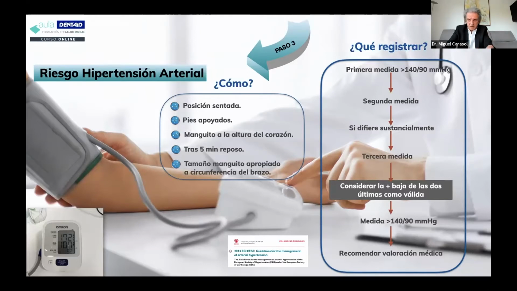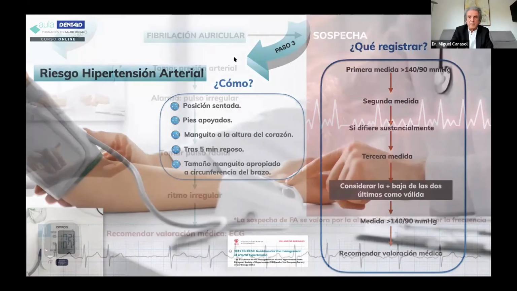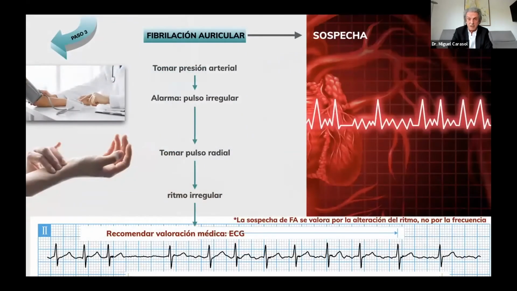It's better to adapt to this type of device. And this way we take some measurements. We will see it. Here you can see it. Afterwards, you can see it in a more detailed way. But if at the end we have a measurement of more than 140/90 millimeters of mercury, we should send them to the physician to get a second test. Maybe it's due to the stress because of the presence of the white coat or other situations.